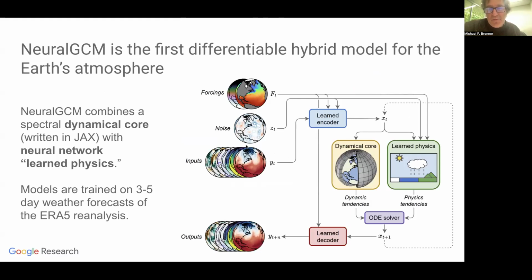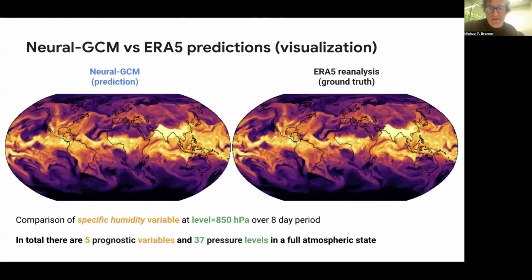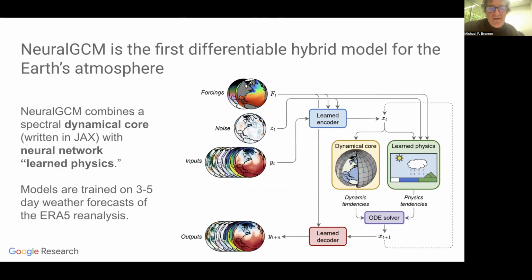There are inputs. We input some noise because we're interested in long time simulations, and we are training this over ensembles, if that makes any sense to you. We put in the forcings that exist at every time, like the solar forcing. We then have a dynamical core and learned physics, and we put them together. We have ODE solvers, and then we produce outputs. And basically, we just train this, right? We train it over 3 to 5 days of ERA5.